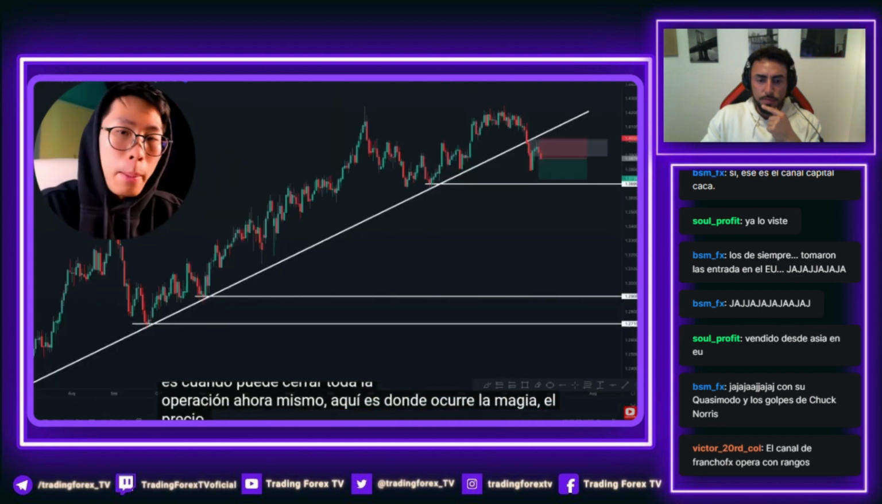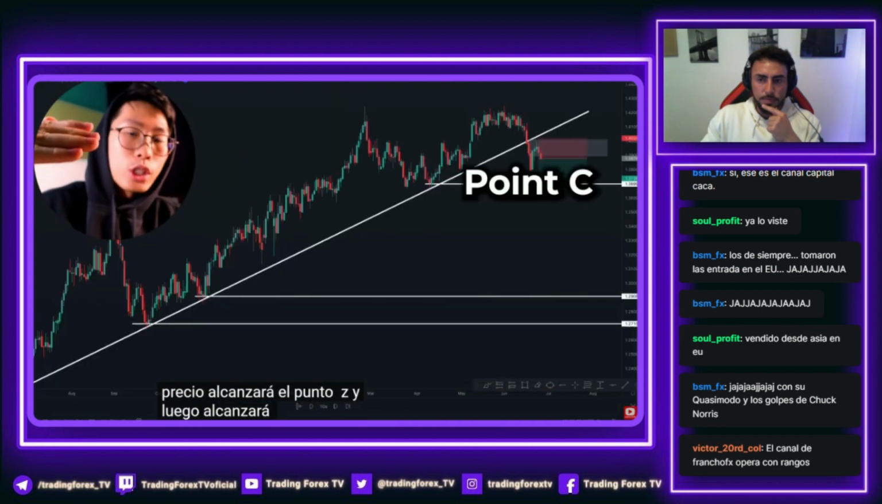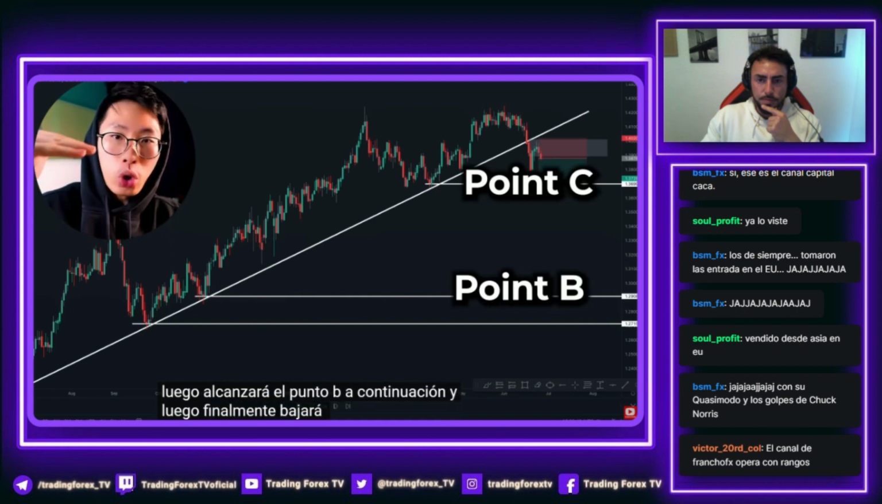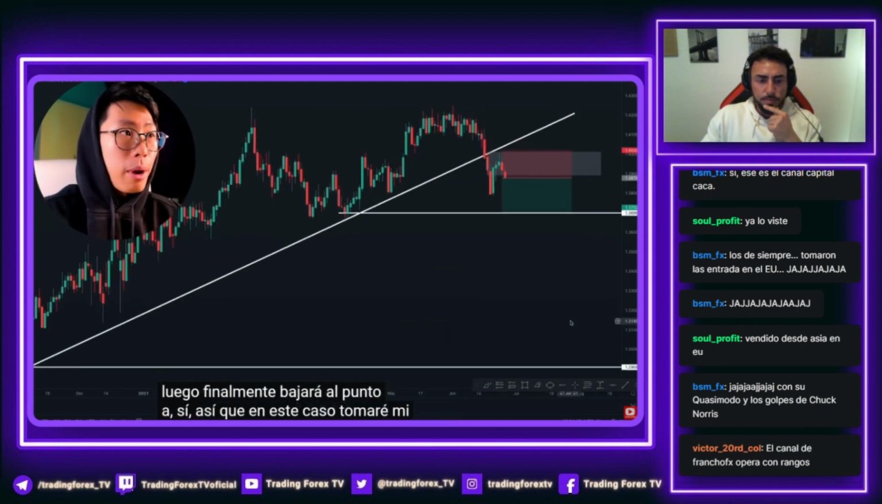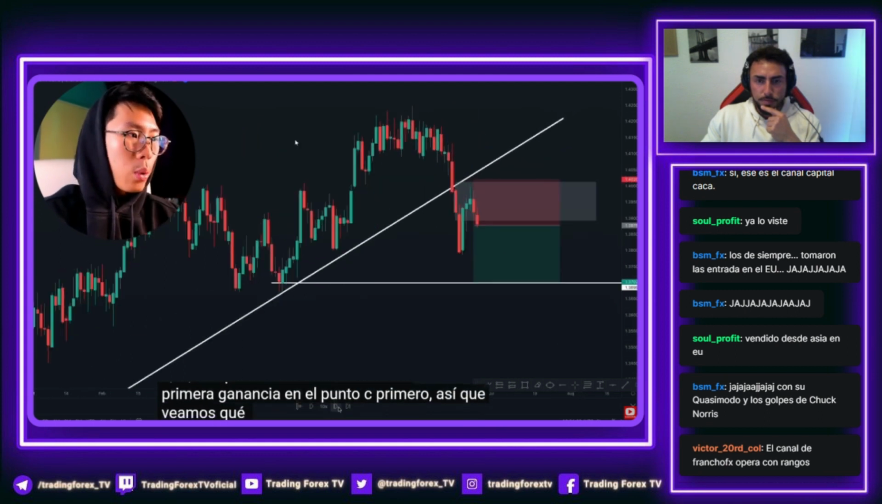Right now, this is where the magic happens. Price is going to reach point C, and then it's going to reach point B next, and then finally it's going to go down to point A. So in this case, I'll just take my first profit at point C first. Let's look at what happens next.